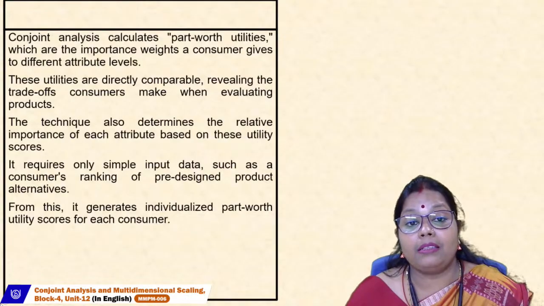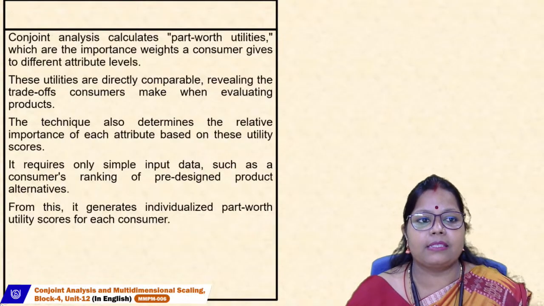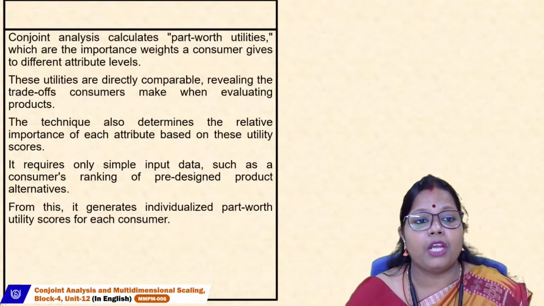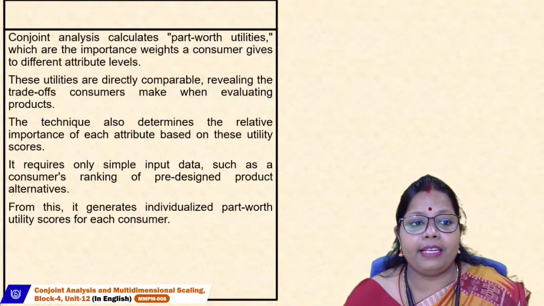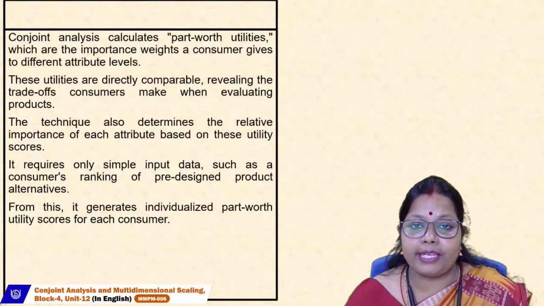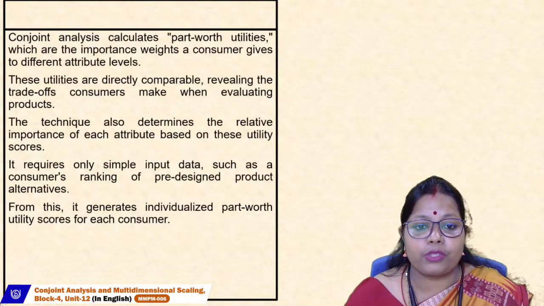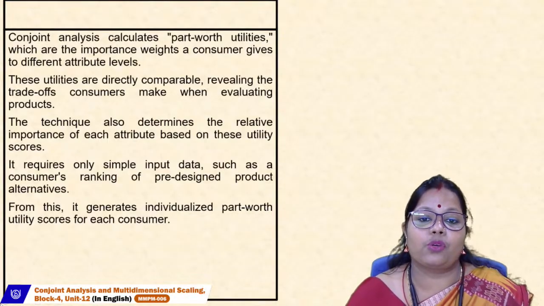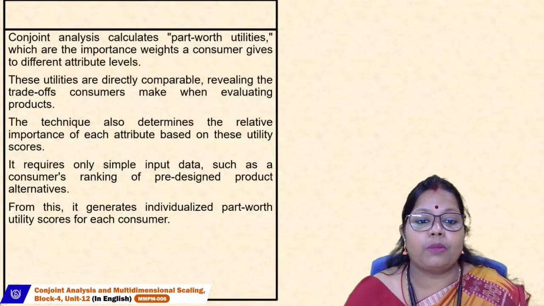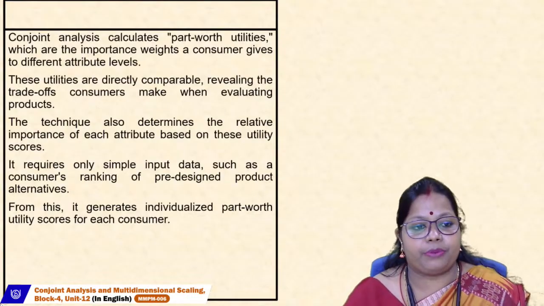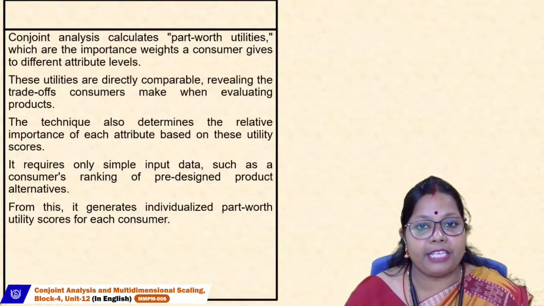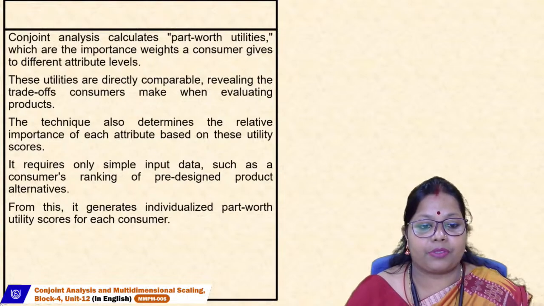Conjoint analysis calculates part-worth utilities, which describe the importance weight a consumer gives to different attribute levels. These utilities are directly comparable, revealing the trade-offs consumers make when evaluating products. The technique also determines the relative importance of each attribute based on this utility score. As we collect the utility scores, on the basis of them we can determine the relative importance of each attribute. And it also requires only simple input data such as a consumer's ranking of pre-designed product alternatives.